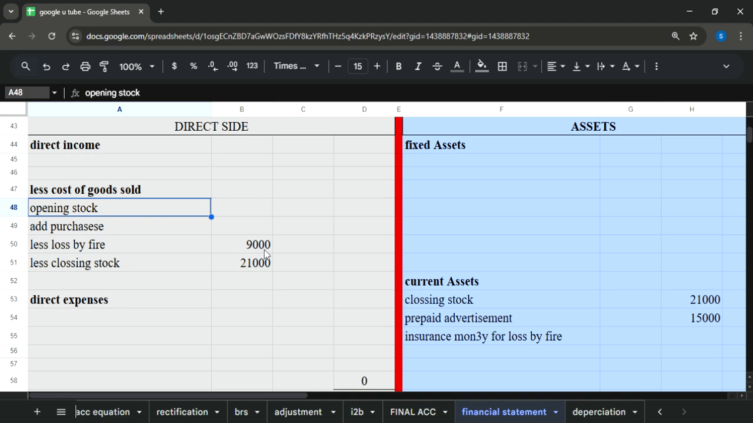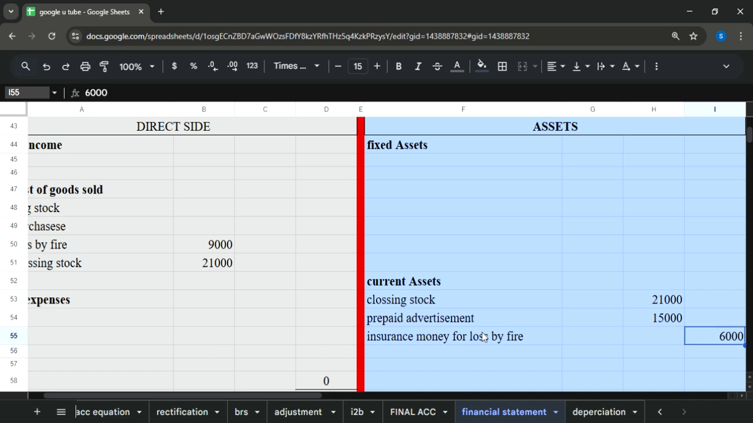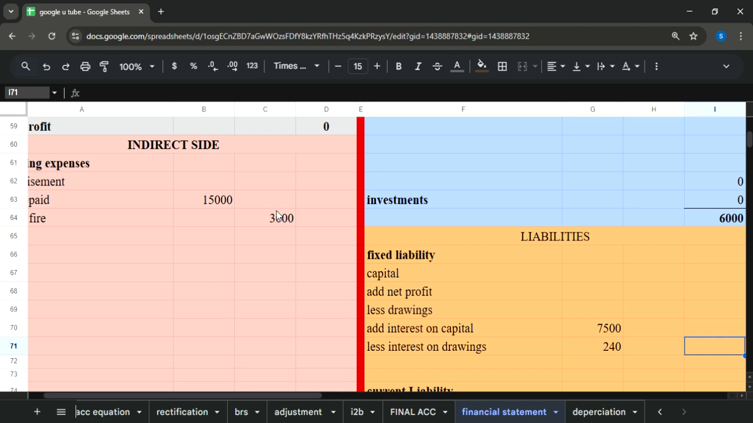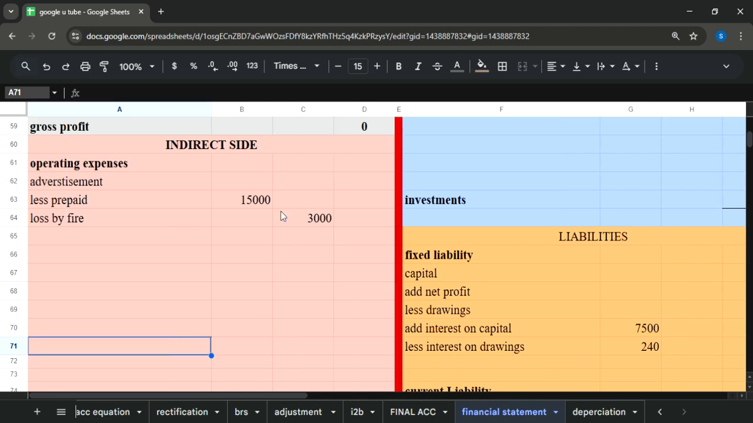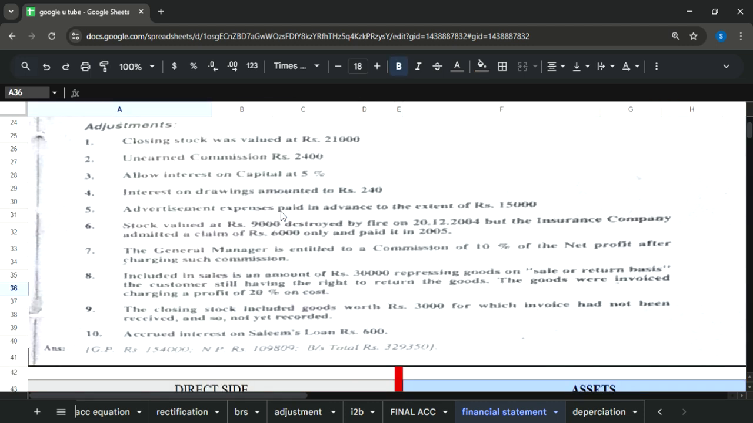So our purchases has been decreased. Loss by fire to purchase, but insurance company is saying we will compensate up to 6,000 rupees. So 6,000 rupees we will receive, it is receivable asset side, and remaining 3,000 was actual loss, and it has been mentioned in operating expenses, loss by fire. In this way, we have completed adjustment number 6.